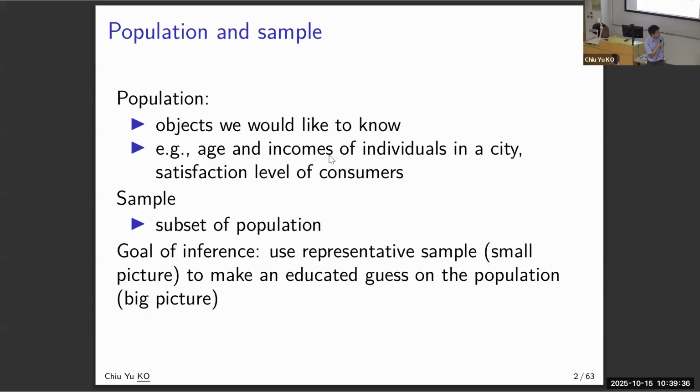So what we are going to do is take a sample. If you want to predict the future, use the past data. The stock price, right? Use the historical stock price to predict what the future stock price will be.